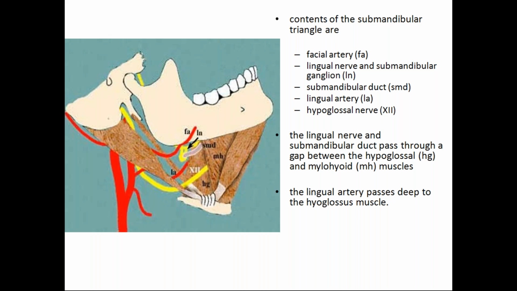So what are the contents of the triangle? The main contents are the facial artery, lingual nerve and the submandibular ganglion, submandibular duct, lingual artery and the hypoglossal nerve. All these are the main contents of the submandibular triangle. The lingual nerve and submandibular duct pass through a gap between the hyoglossus and the mylohyoid muscles. The lingual artery passes deep to the hyoglossus muscle.